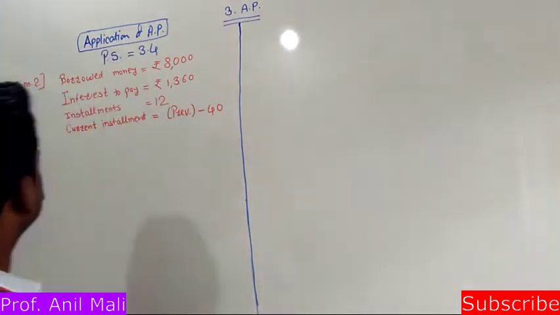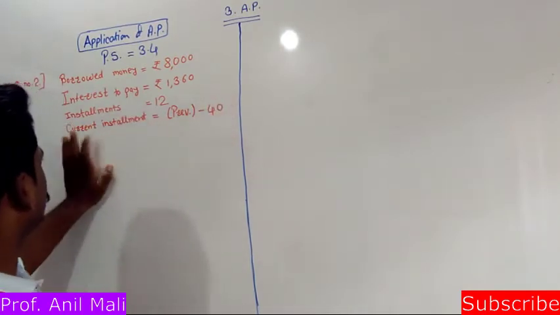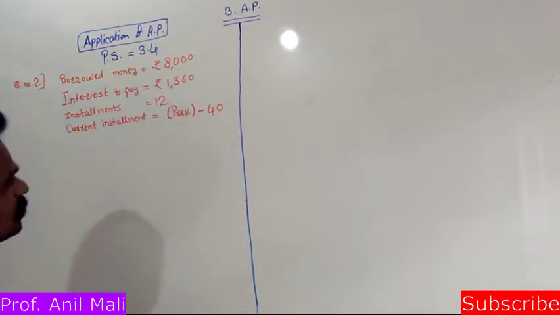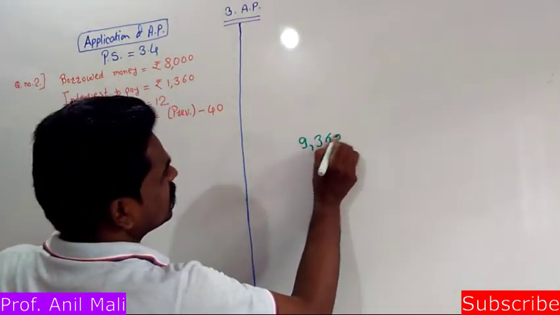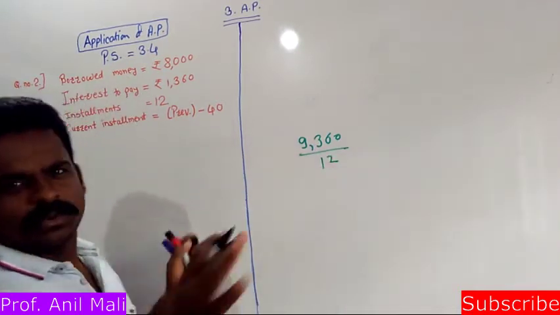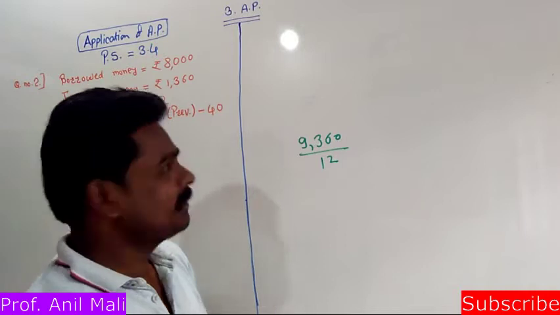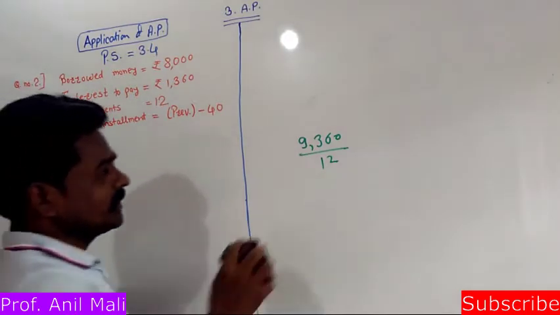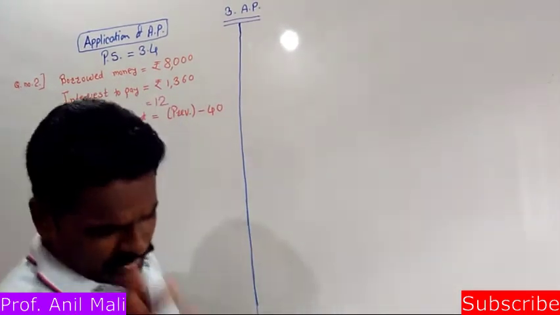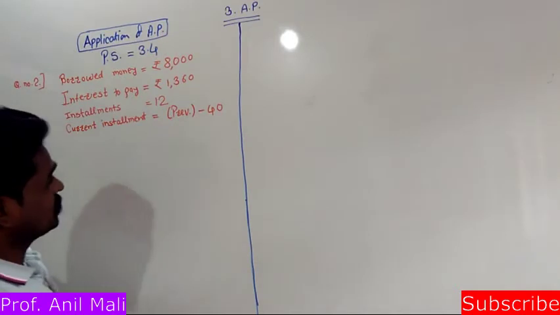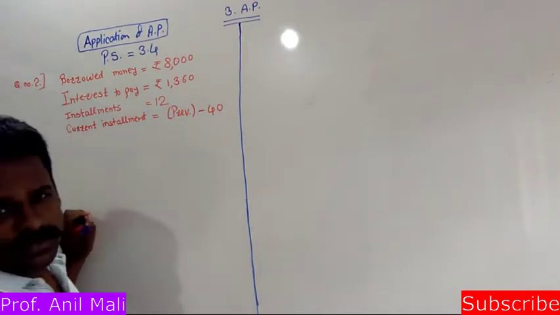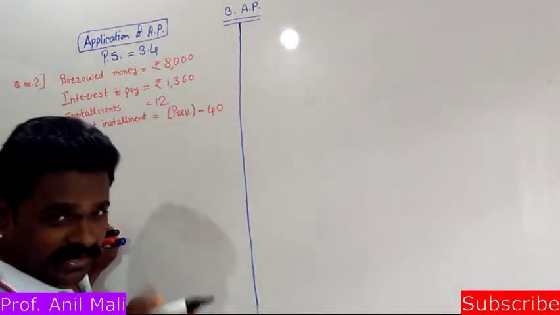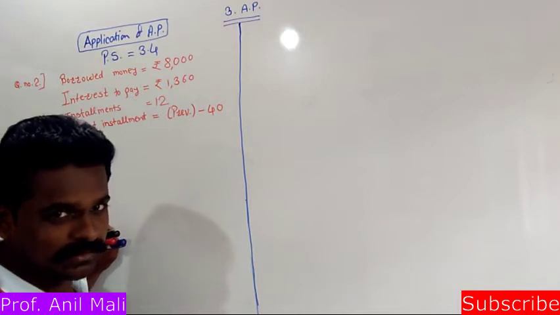Okay, fine, no problem. If this condition had not been provided, the problem would have been very easy. The total would be 9,360 divided by 12, so 12 equal installments would be there. But the problem is not like that. The problem is somewhat different. The problem is telling us that every next installment is rupees 40 less than the previous one. So see here, friends. First of all, the question is that we need to find out the first installment. How much will the first installment be?